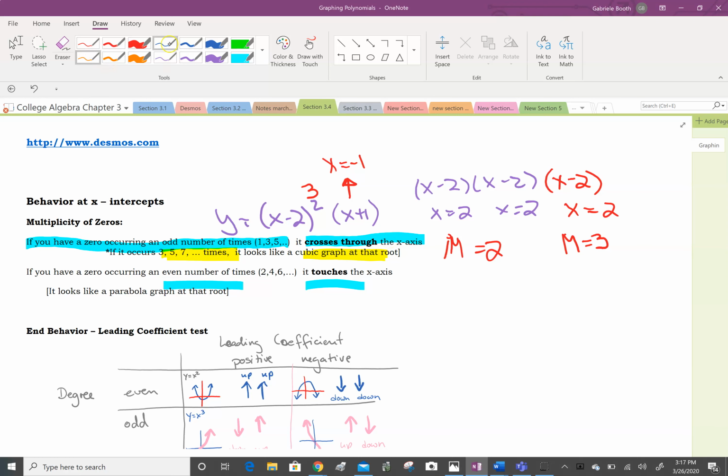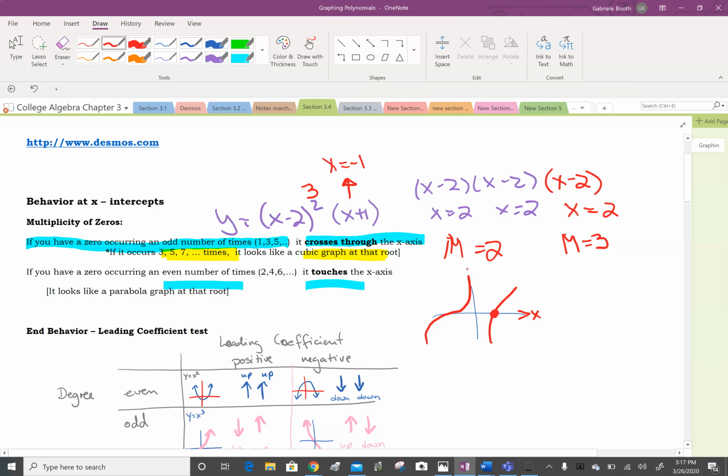For example, here's our coordinate system, and if we graph something crossing through the x-axis, that would tell us that the multiplicity is odd. If the multiplicity is 1, it basically crosses straight through the x-axis. If the multiplicity is higher, like 3 or 5, it looks more like a cubic function, like so.